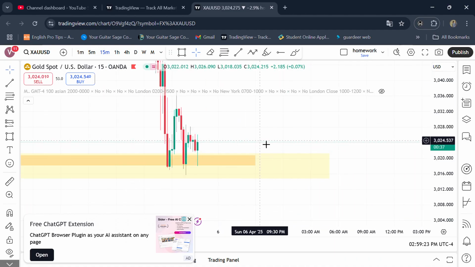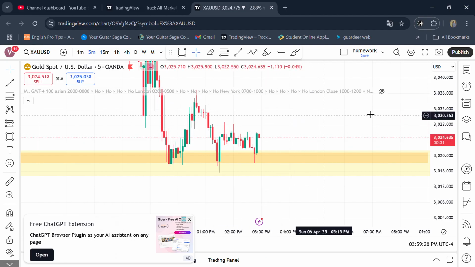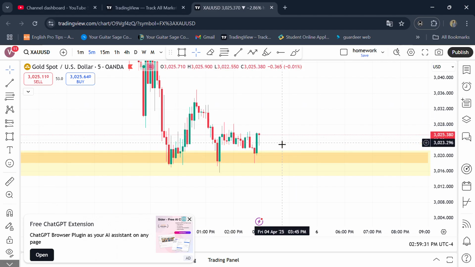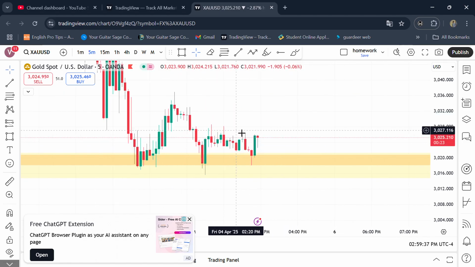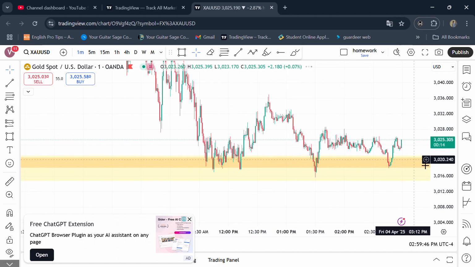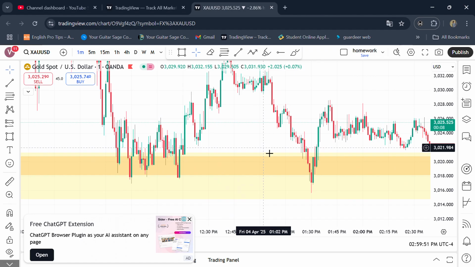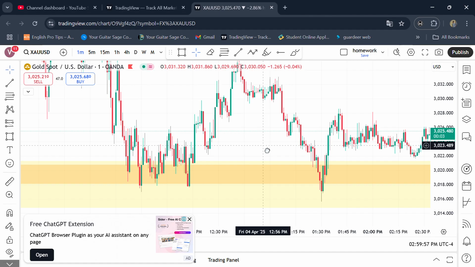And if we go to 15 minutes, there was nothing, so all we do is wait for an FVG to be formed, confirmation for an upside move. There was nothing on 5 minutes as well, so we went down to 1 minute, and on 1 minute you will find that this order block was made.